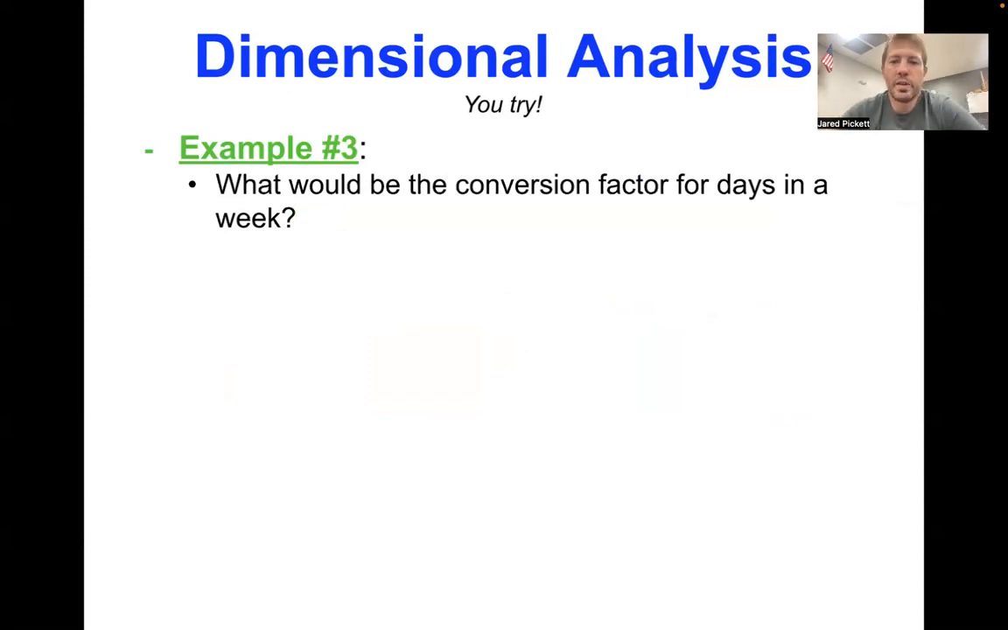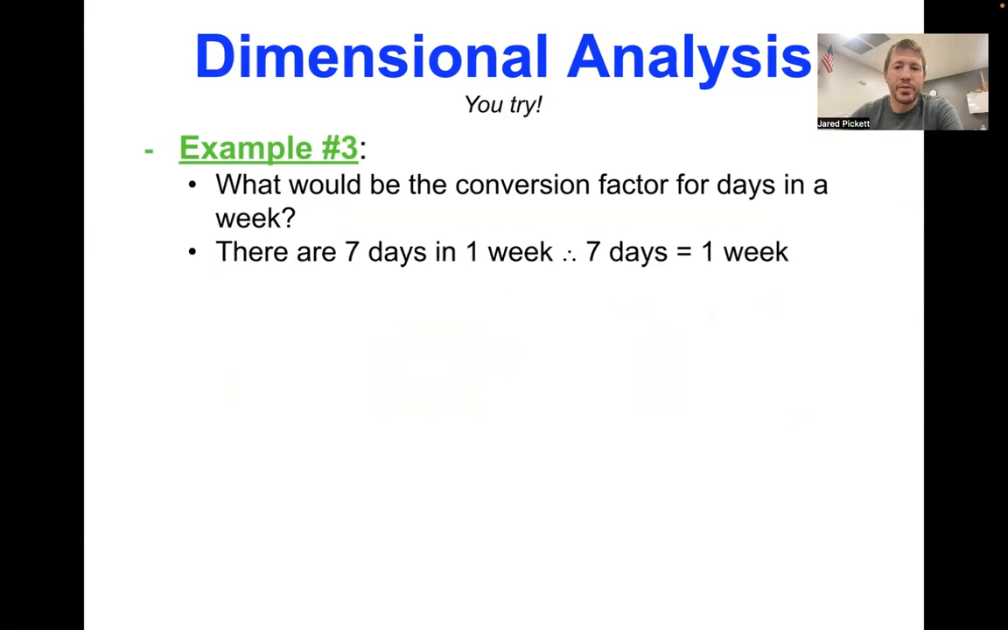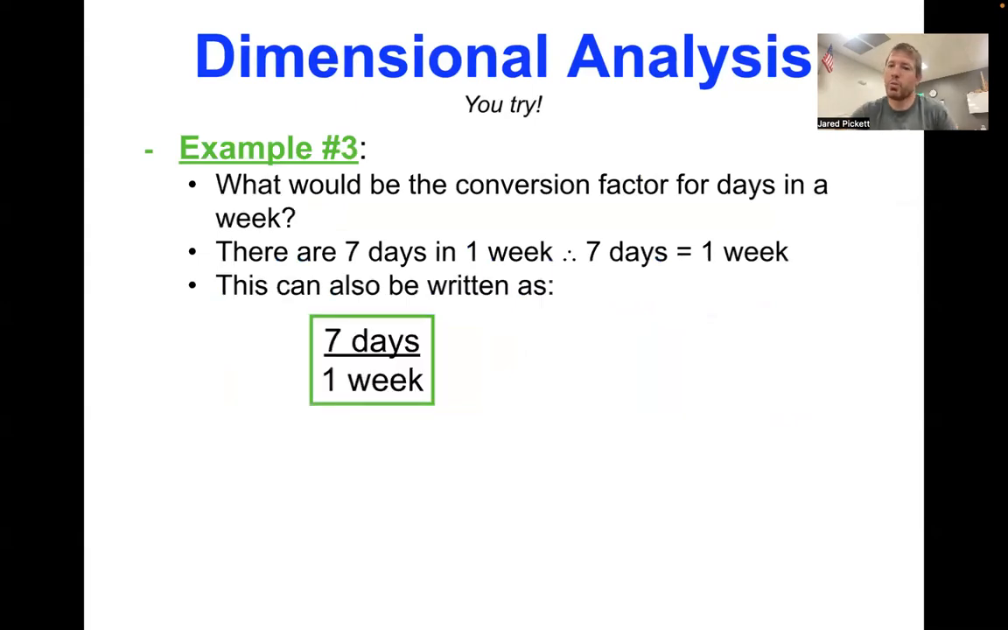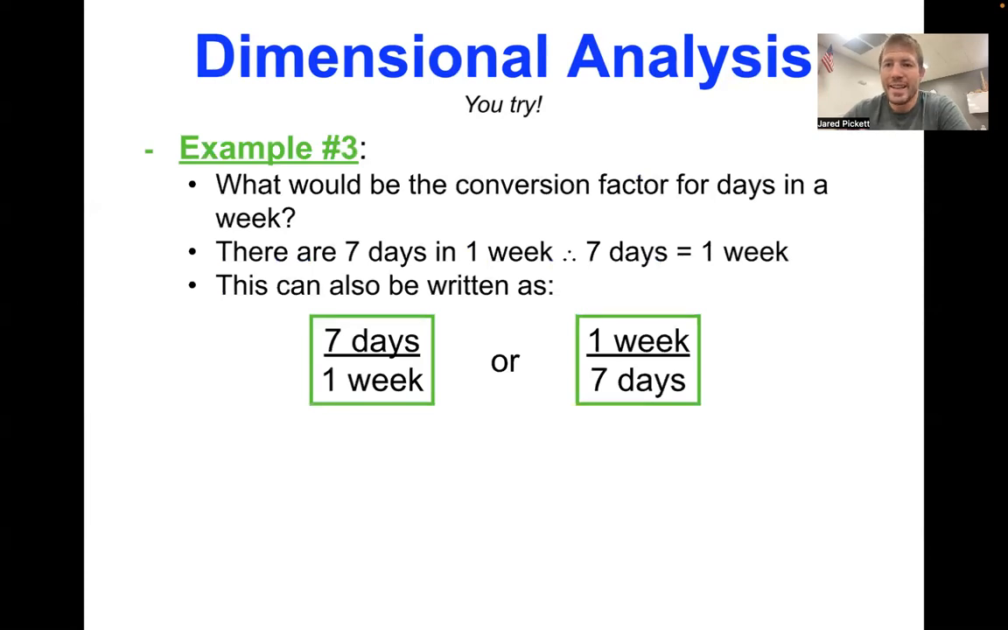All right, so what would be the conversion factor for days in a week? So 7 days in a week. You can write this one of two ways. 7 can go over 1, or the 1 can go over 7. Again, these are equal values. They represent the same amount of time. That's what we're talking about here. However, we're using different units, and so we have to keep the units connected with the number.